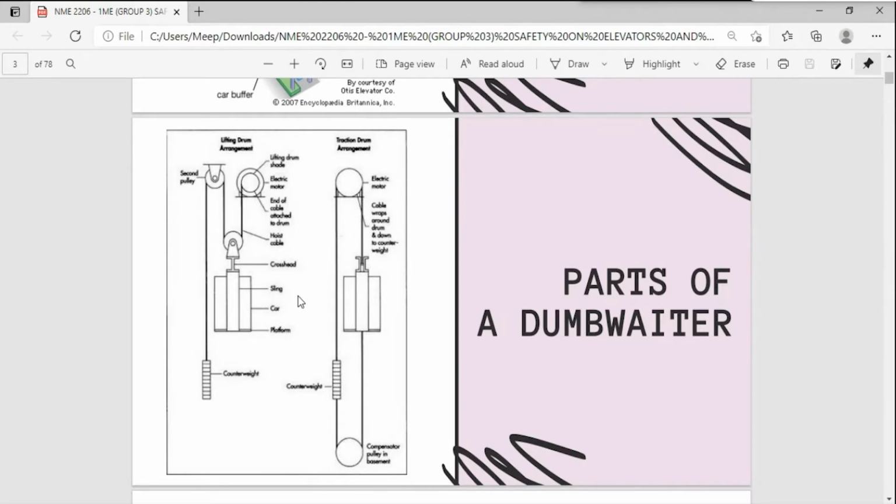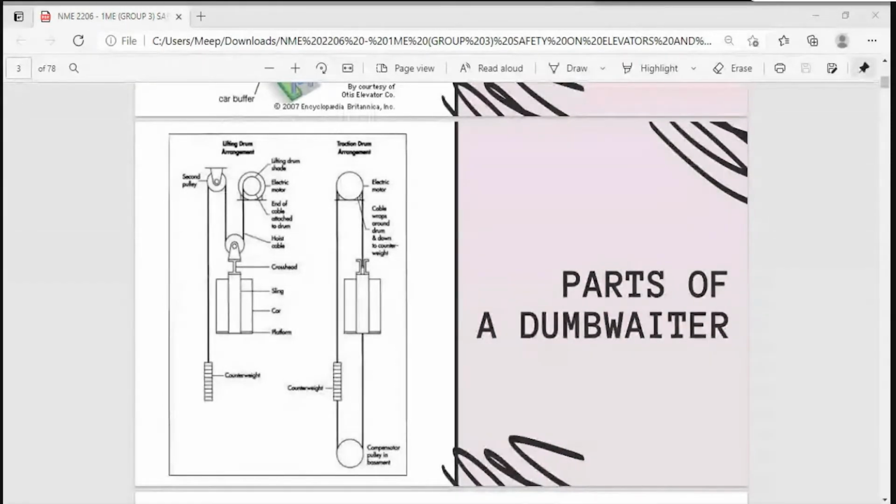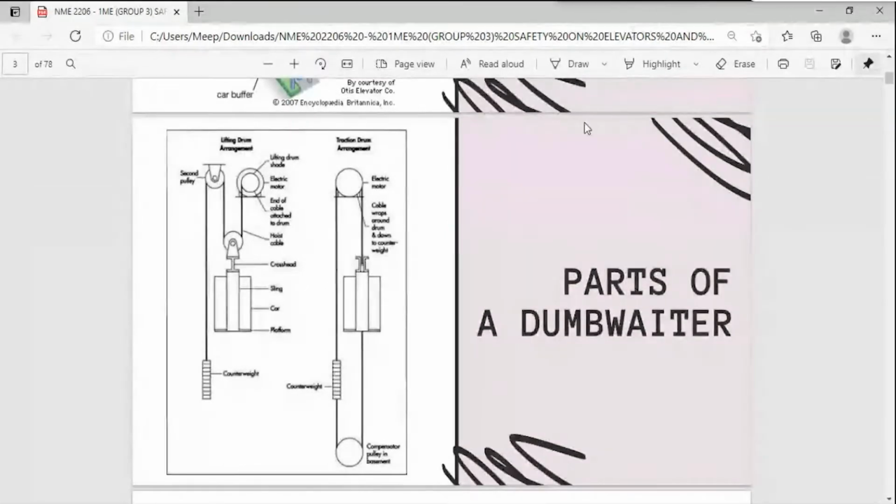So, ang purpose ng dumbwaiter is mag-carry ng mga tools or anything na hindi kasing bigat ng tao, like mini stuffs, bag, food, or anything. The next.